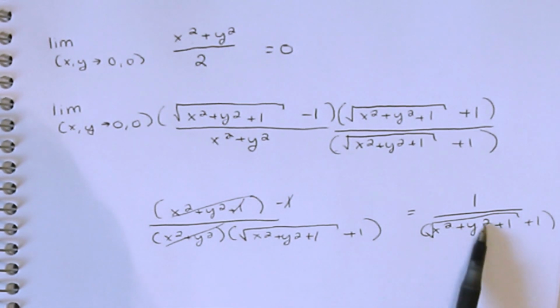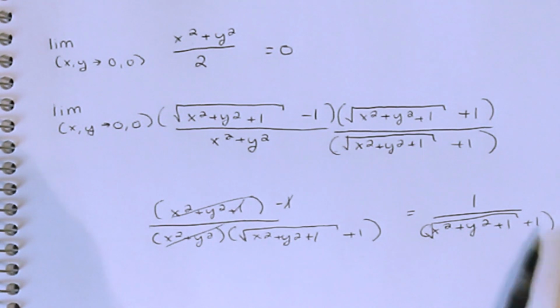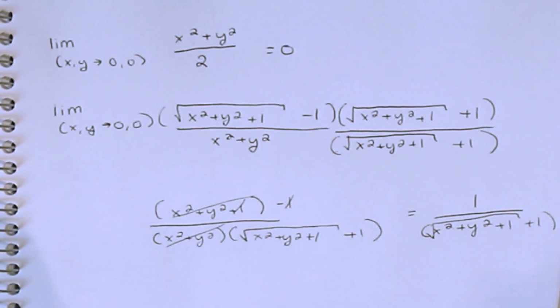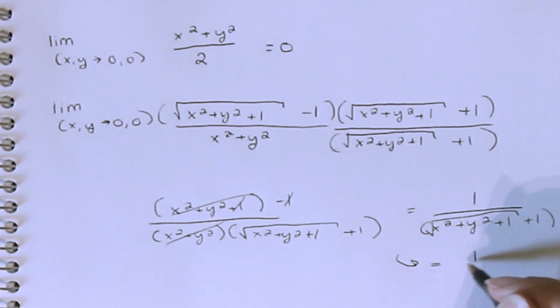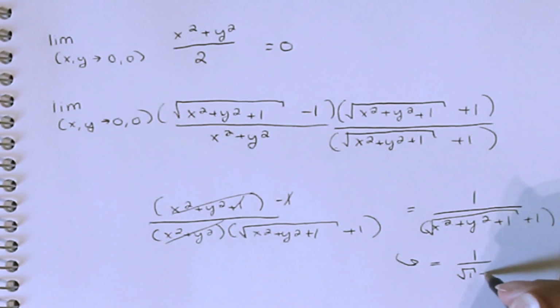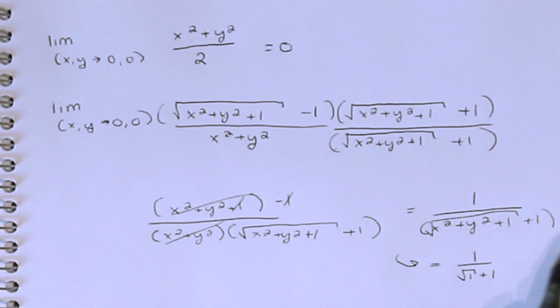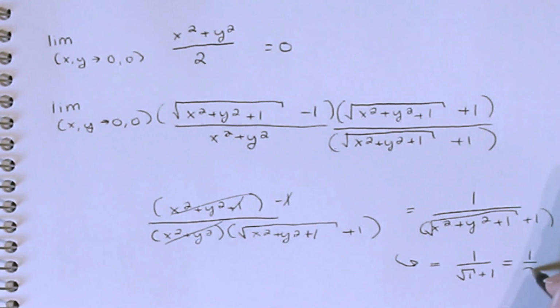0 plus 0 over here, we still have the square root of 1 plus 1. Well, that's something that we can do. We're not getting a 0 over 0. We're not getting any indeterminate form. This equals 1 over square root of 1 plus 1. Remember, we're just substituting in the zeros. And that's actually, square root of 1 is 1, so this actually equals 1 over 2.